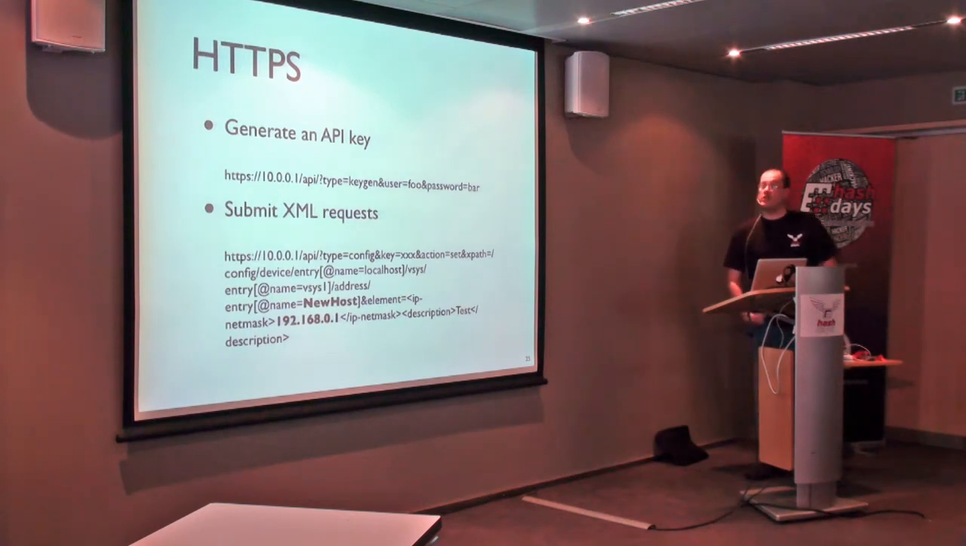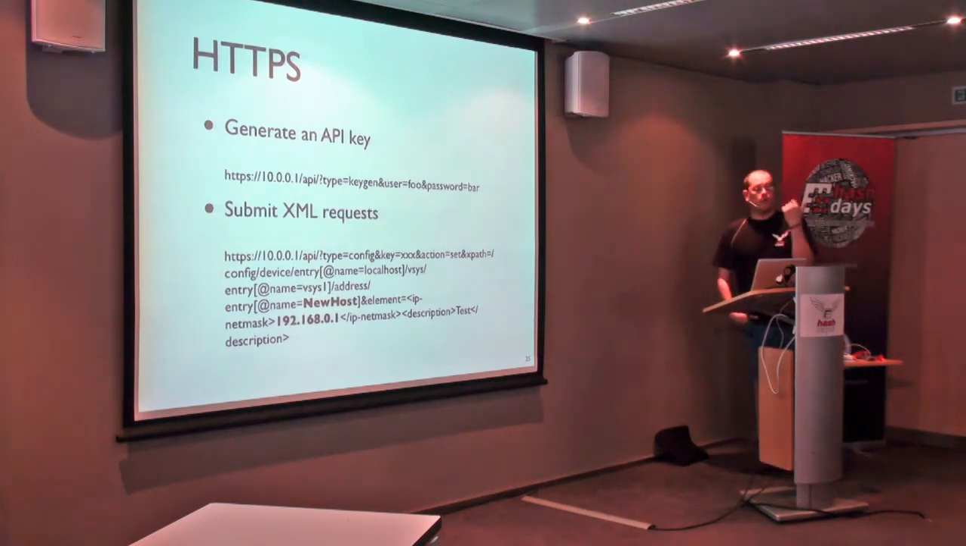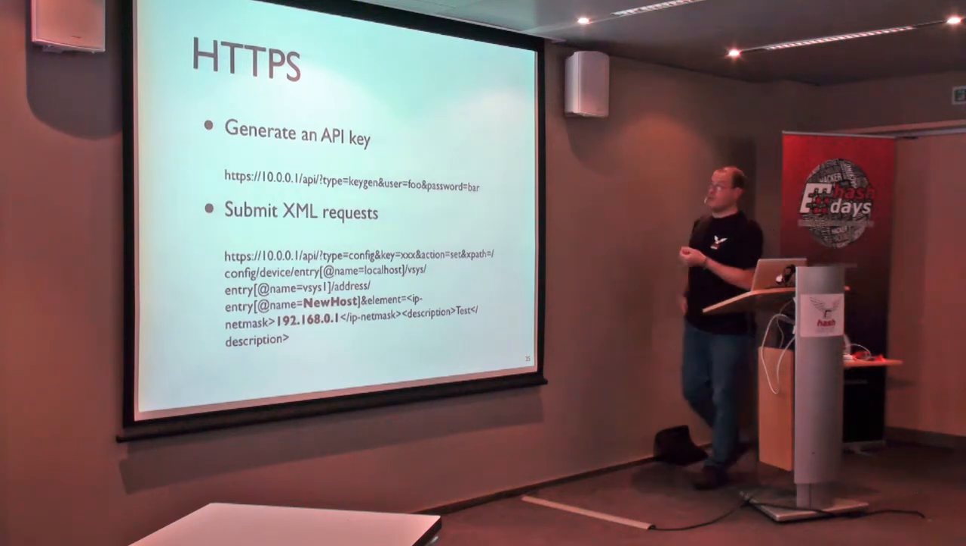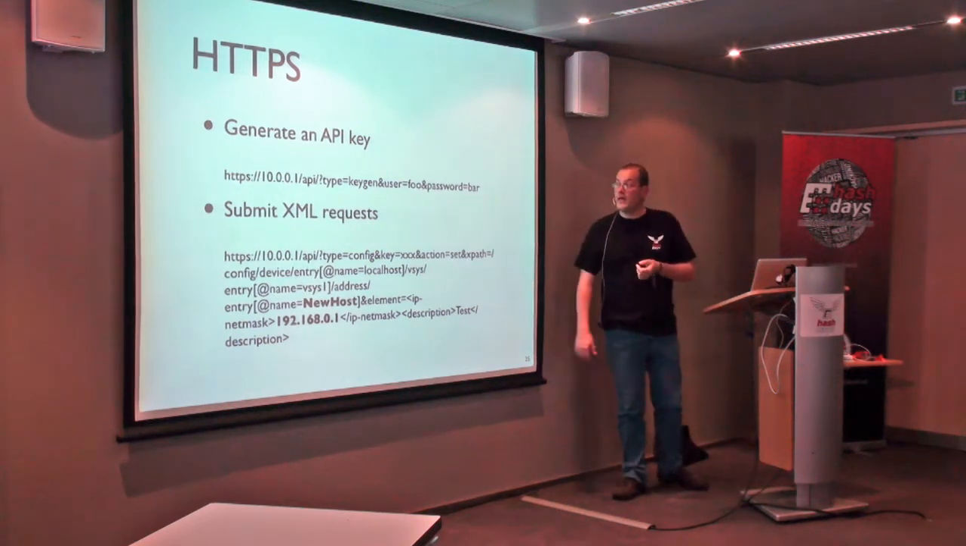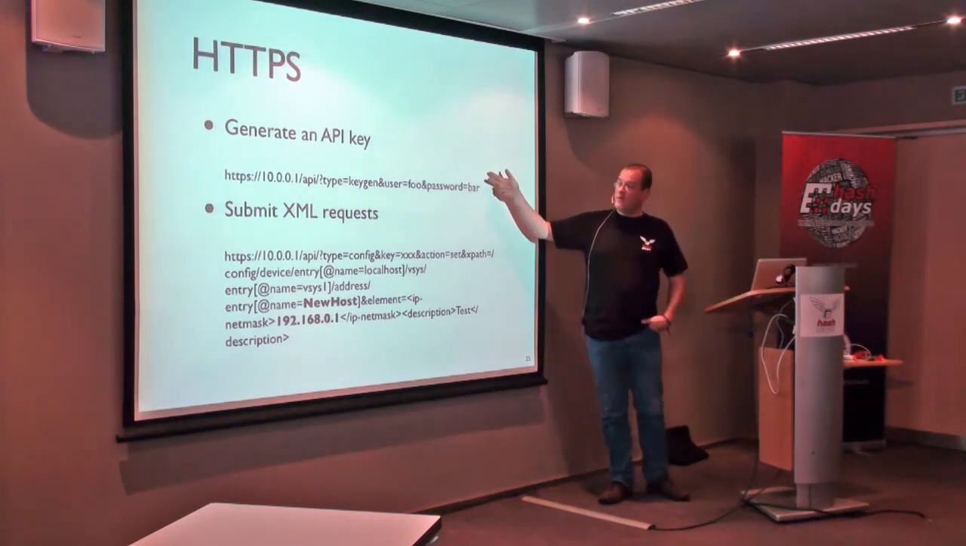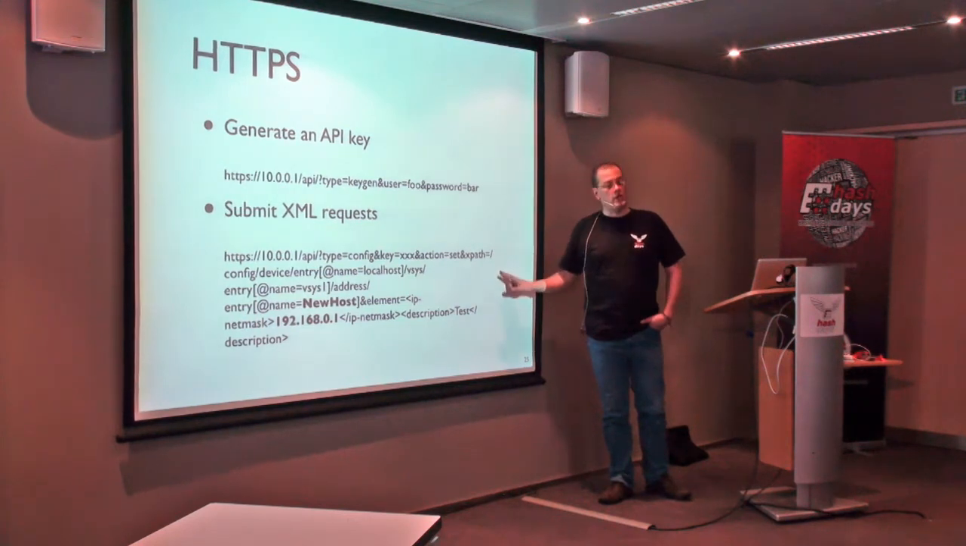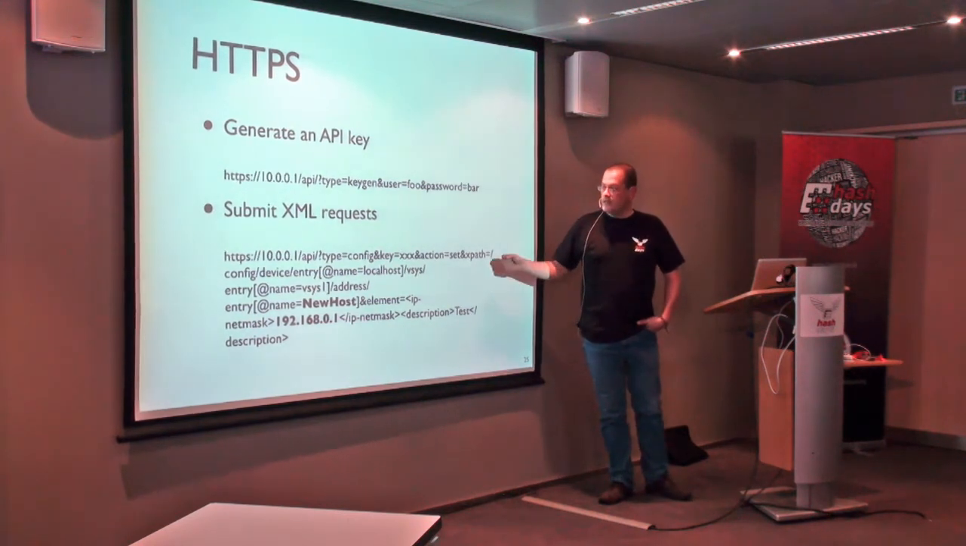First one, using HTTPS, we can access this. This example comes from a Palo Alto firewall, if I'm right. So you can interact with the firewall using HTTPS. The first step will be to generate an API key. So you send an HTTP request. It can be very useful via wget. You receive your key, and then you have a very, very big API available where you can create or change the configuration as you want.